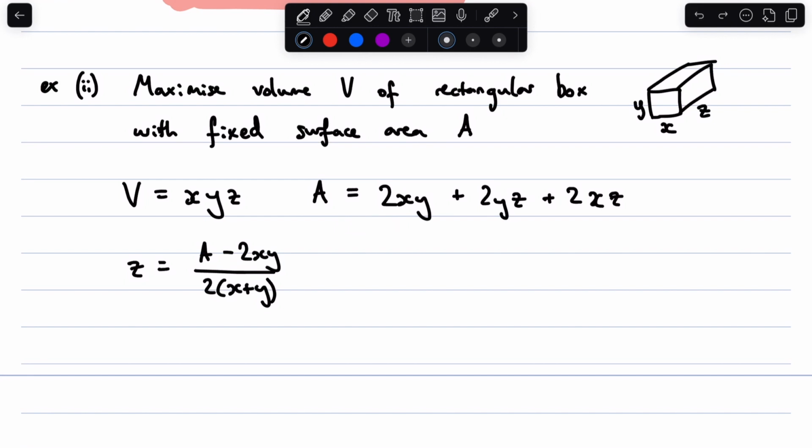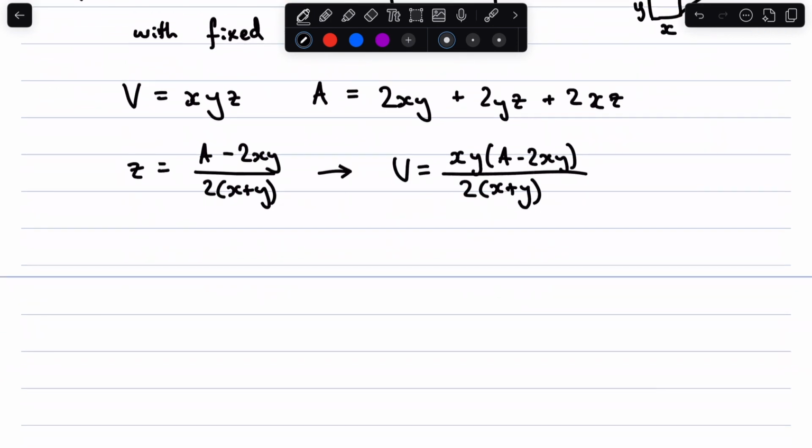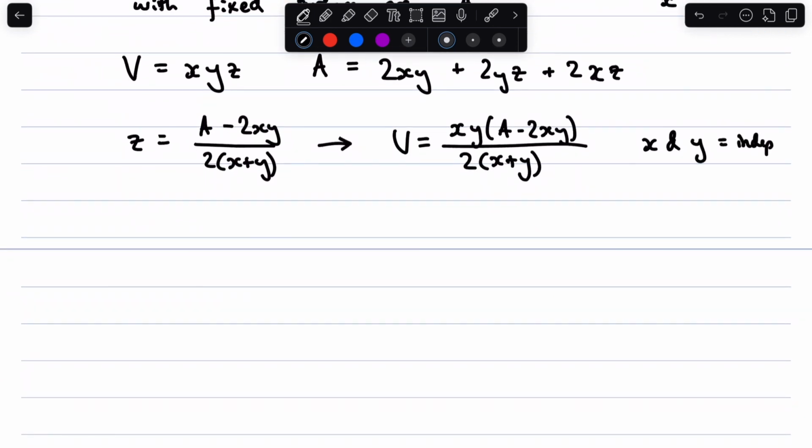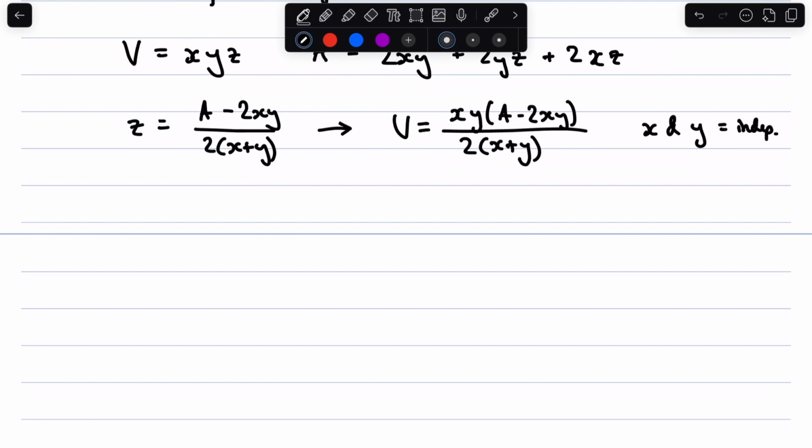So what we can do here then is sub in z into our volume equation, and we're left with V being xy times (A minus 2xy) divided by 2(x plus y). Now, x and y are independent. If we change x or y, it doesn't affect the other. And so what we can do here is similar to what we've done before to find the point. So we'll use partial dV by dx and partial dV by dy, set those equal to 0, and find a point which is our stationary point. This will tell us our minimum or maximum value. I mean, we're looking for the maximum.